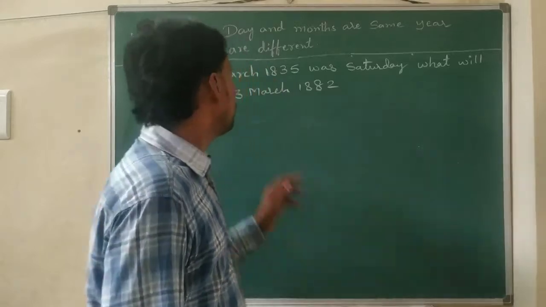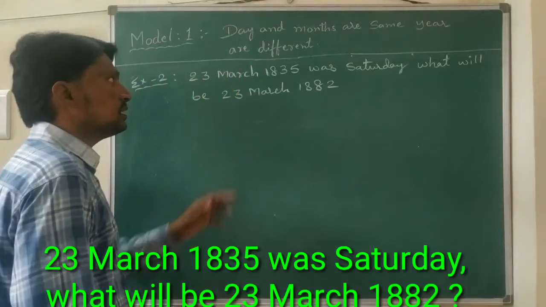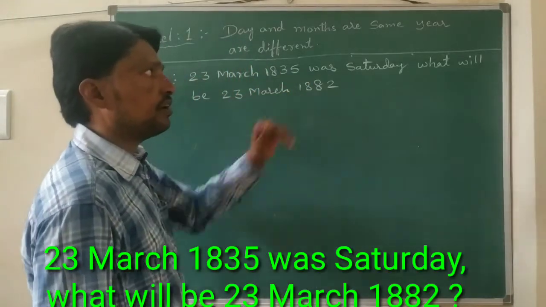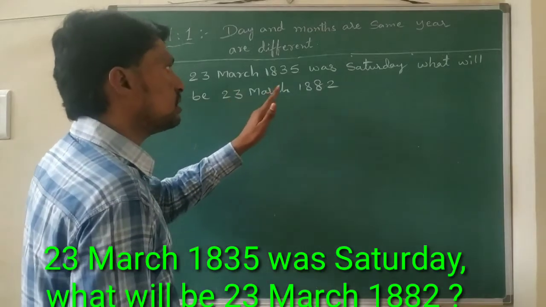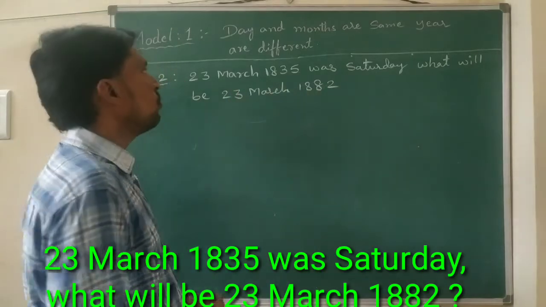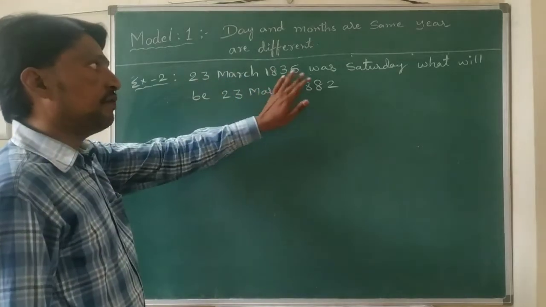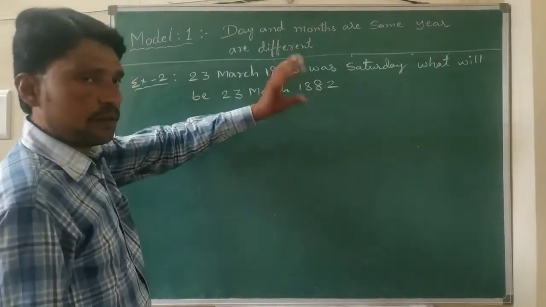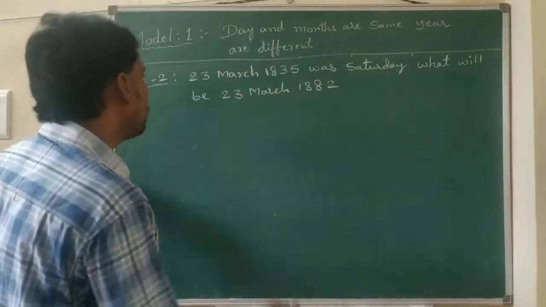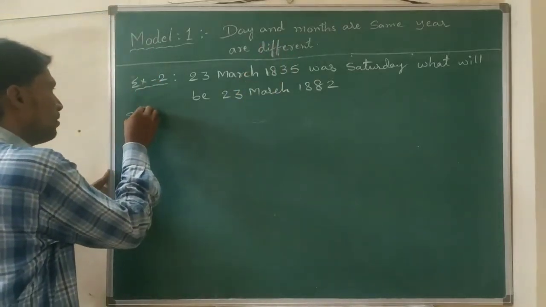Example number 2. 23rd March 1835 was Saturday. What will be 23rd March 1882? Here the date and month are the same, only the years are different. So it is the same type as the previous one. This is the short trick we are following here.